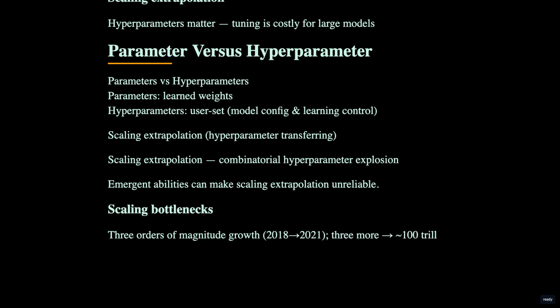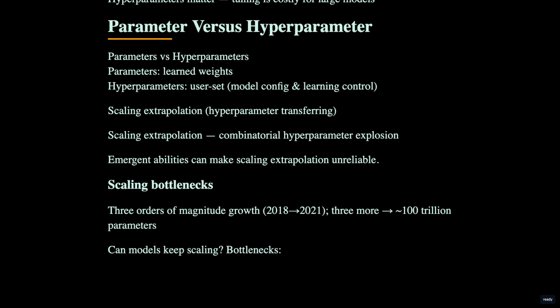GPT-1 had about 117 million parameters, GPT-2 about 1.5 billion, almost 10 times more, and GPT-3 about 175 billion, almost 100 times versus GPT-2. That's roughly a 1,000 times increase between 2018 and 2021, and another 3 orders of magnitude of growth would put models on the order of 100 trillion parameters.